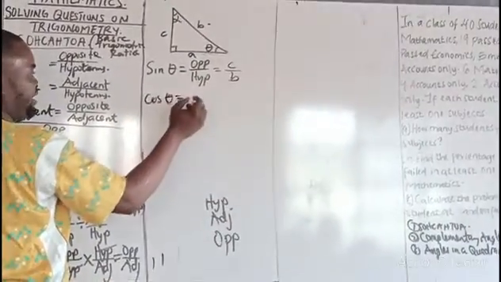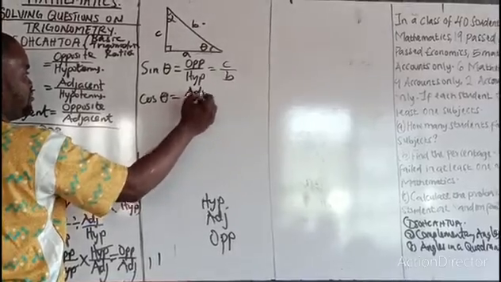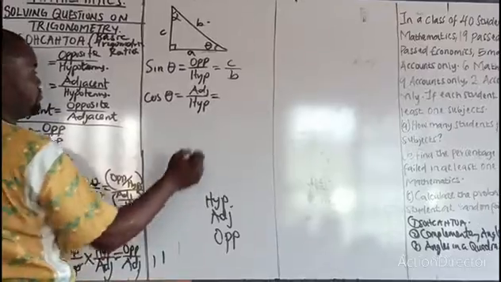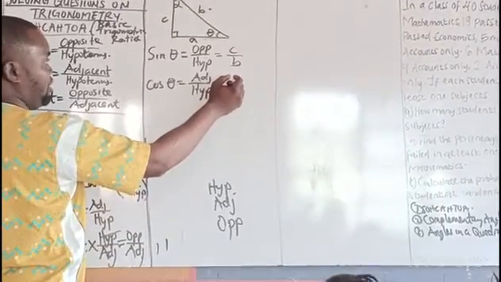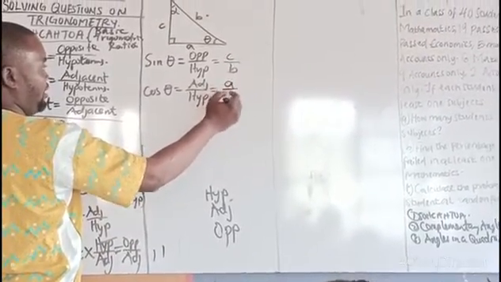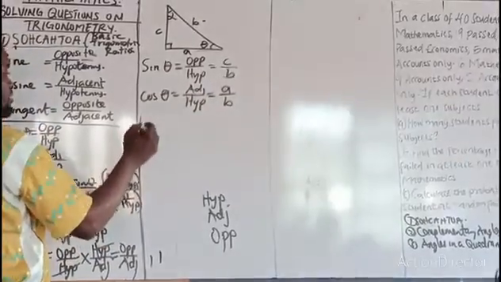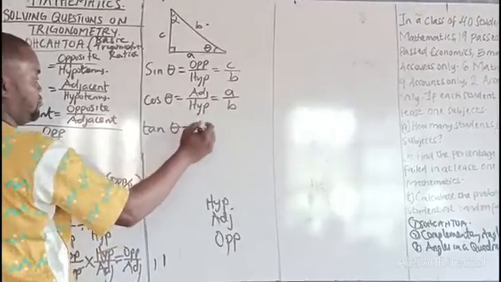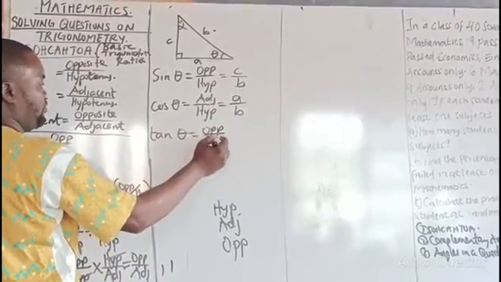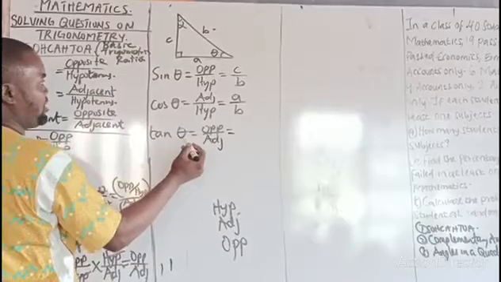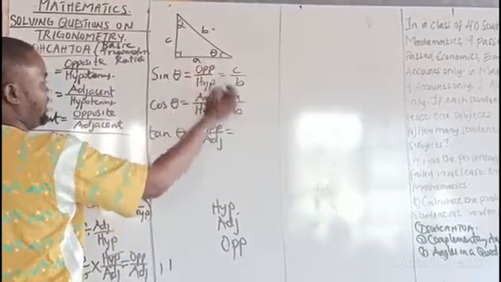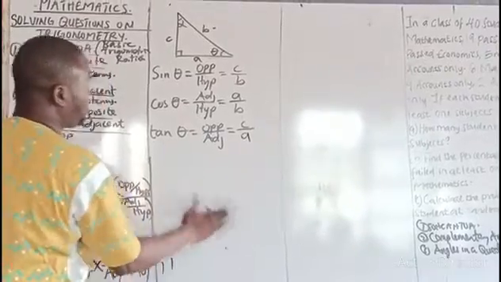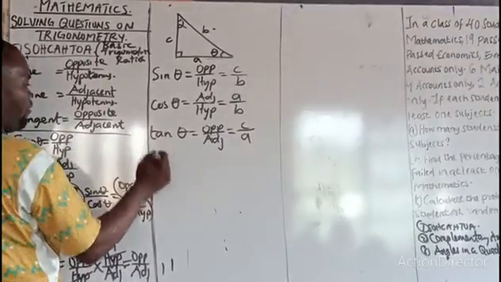What about cos theta? What's the formula for cos theta again? Adjacent over hypotenuse. And that gives us what? A over B. What's our tangent? Opposite over adjacent. What's our opposite in theta? C over A. The same thing goes if we are going to talk about alpha.